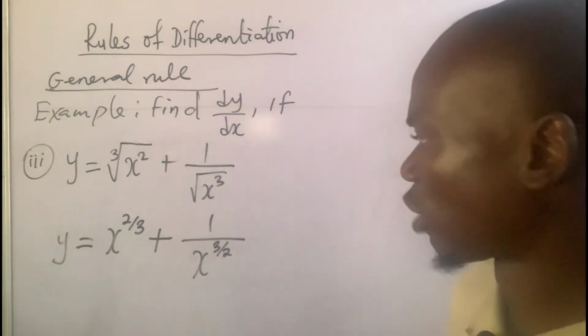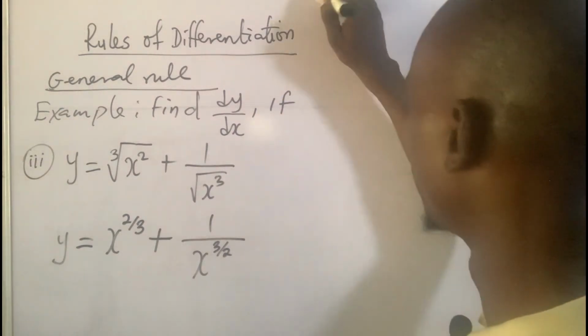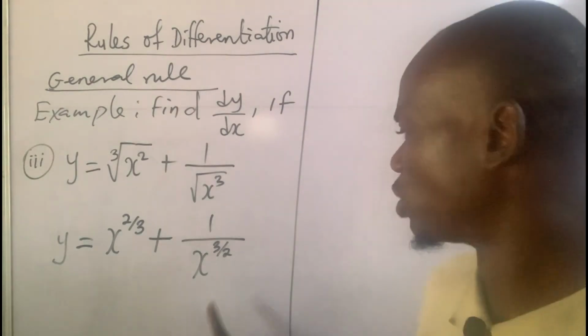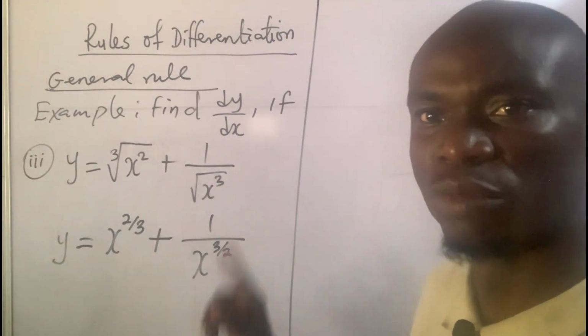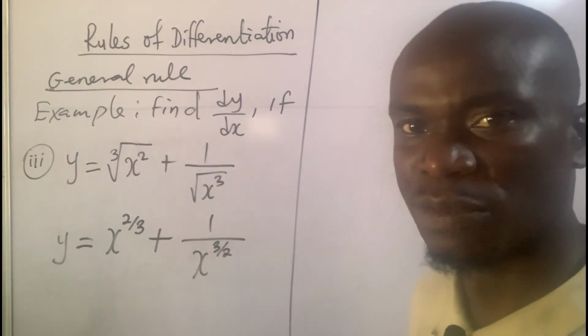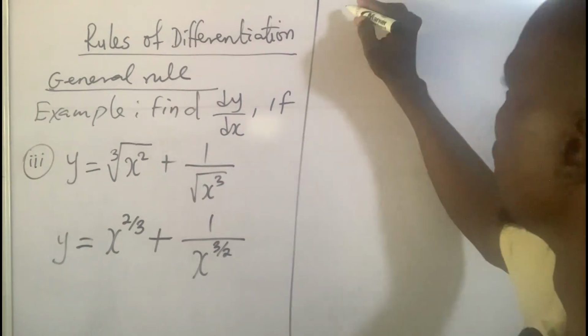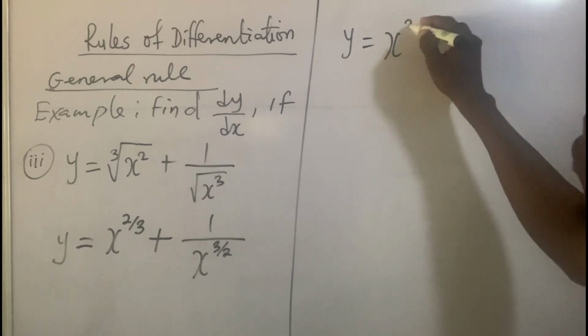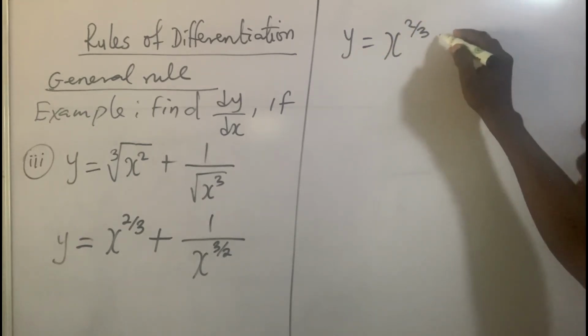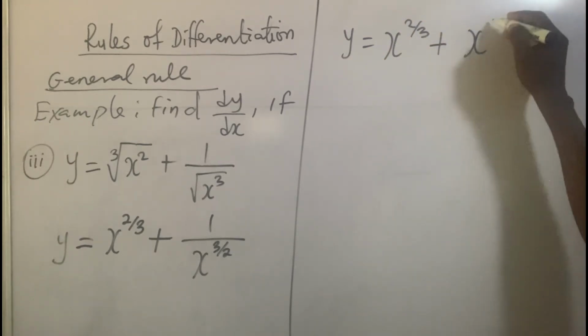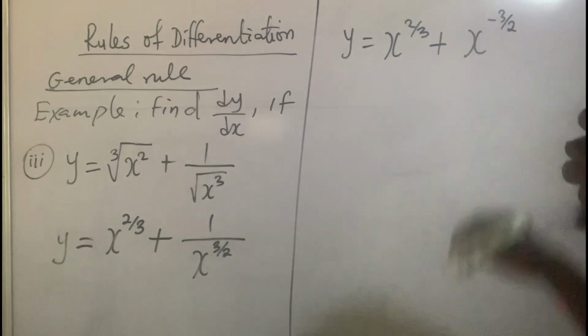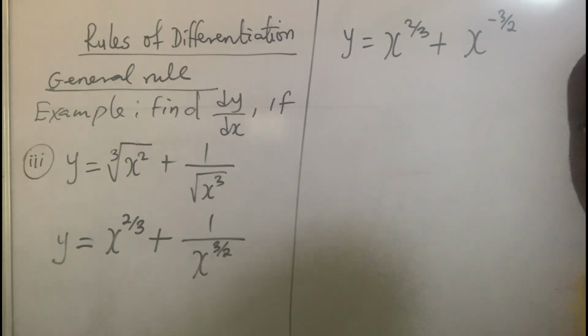Then the second thing we want to take note of here is what I mentioned earlier. When the variable is at the denominator, let's move it to the numerator. If you do that, it makes the differentiation more direct. So let's do that quickly. y becomes x raised to power 2 over 3 plus x raised to power minus 3 over 2. So now we can differentiate.